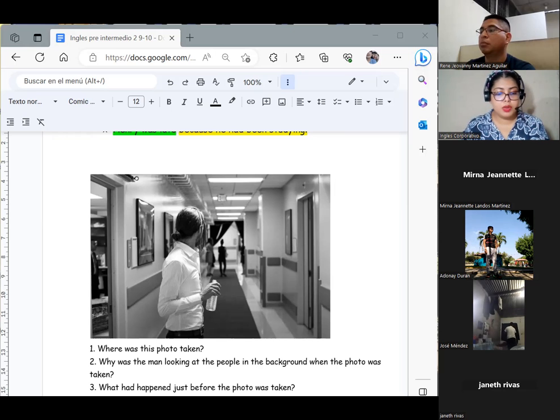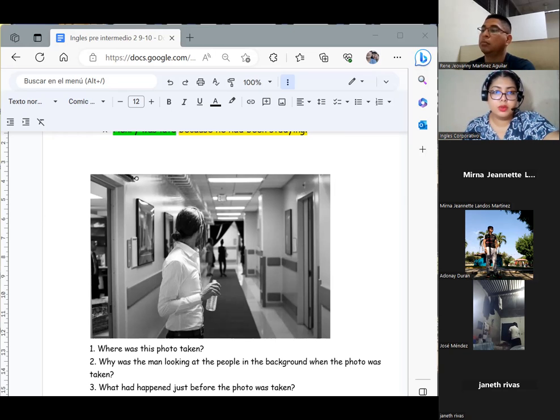And in this case, we are going to learn about the future simple, future continuous, future perfect, and future perfect continuous. In some cases, when we're talking about future, we don't see all these parts because we are going to make it very simple.